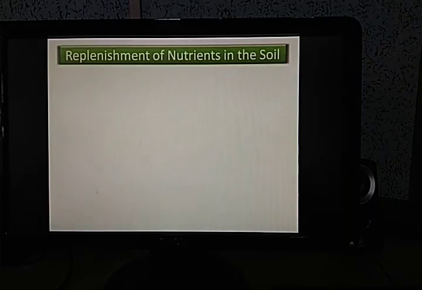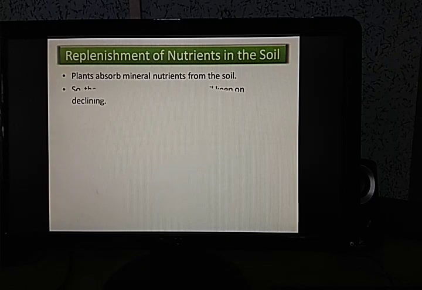Now moving on. Next is the replenishment of the nutrients in the soil. We know there are different kinds of nutrients present in the soil, but also we know that the plants take up these nutrients, and as a result, what would happen? The nutrient amount may decline. So how to replenish this? How to bring back this amount of nutrients back to the soil? Let us see. Plants absorb mineral nutrients from the soil. We all know this. So the amount of nutrients in the soil keeps on declining.